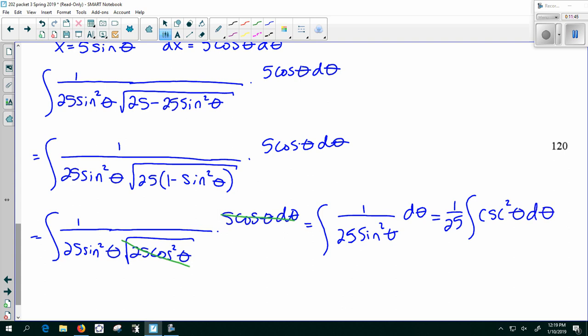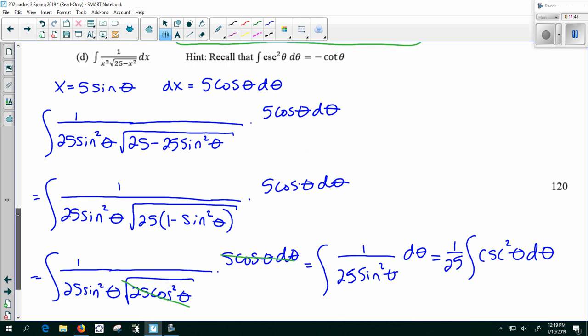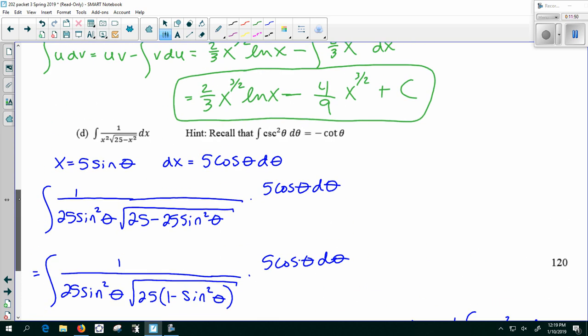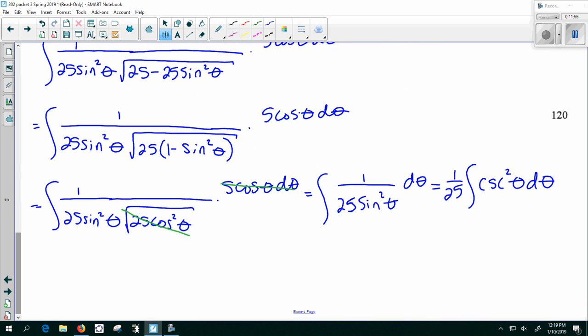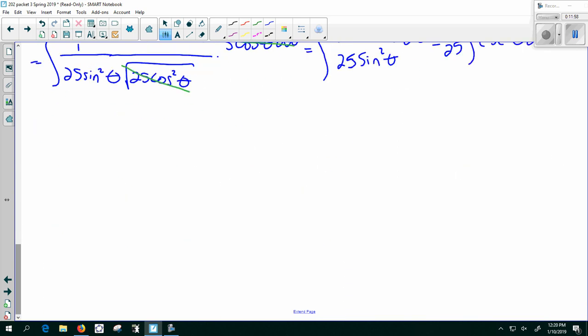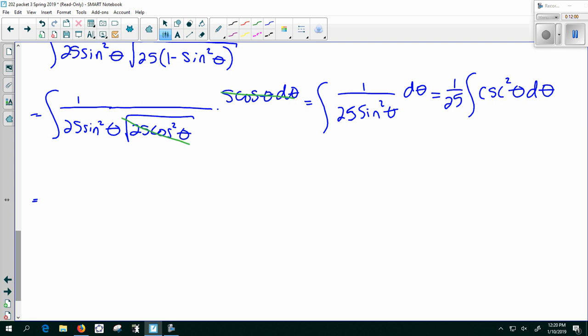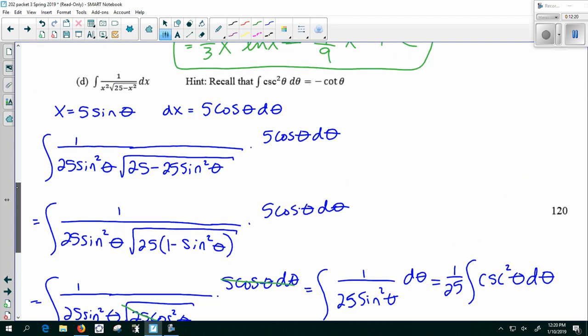And then you were given a hint earlier in the problem that we should remember that the integral of cosecant squared is negative cotangent. So that should be helpful. So my next line, I have 1 over 25 times negative cotangent theta plus c. So I'm done with the integrating. Now I just have to translate this back to the original x's. So I'm going to do that by remembering what theta is. So I have to go back to when I started my substitution.